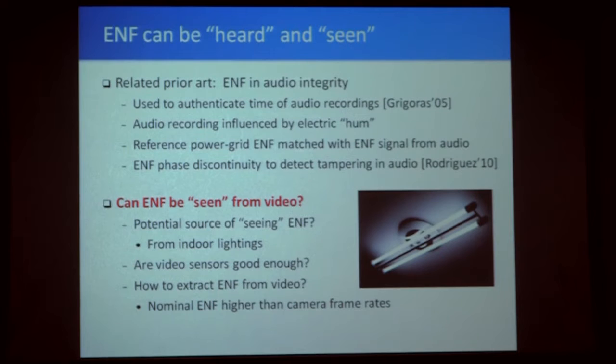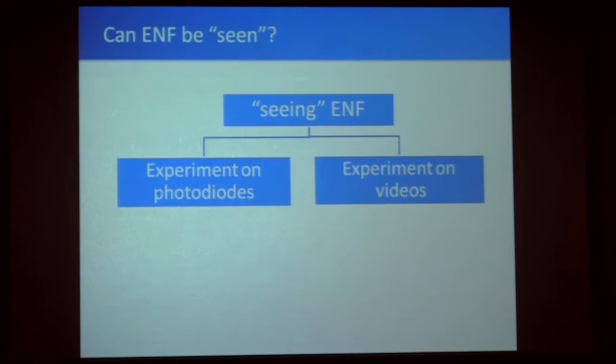Outdoors, it may not be easy to see such interference, but I was looking at the lights. The lights we have experienced, especially in the old days, have flicker. So can those flickers be detectable? That's the first question we want to answer. And if yes, how can we extract this reliably, and how can we make use of it to answer forensic questions? So the question is, can ENF be seen?